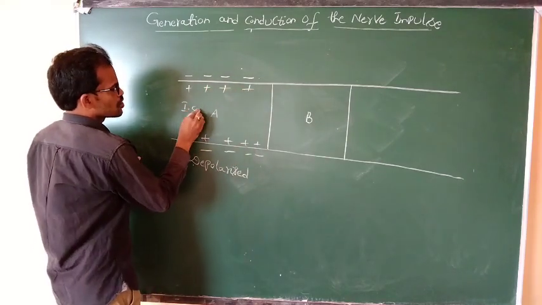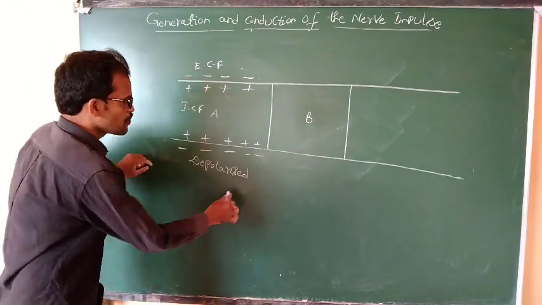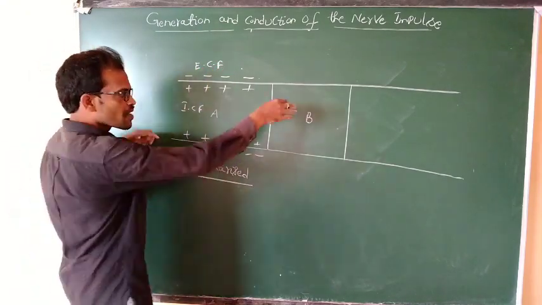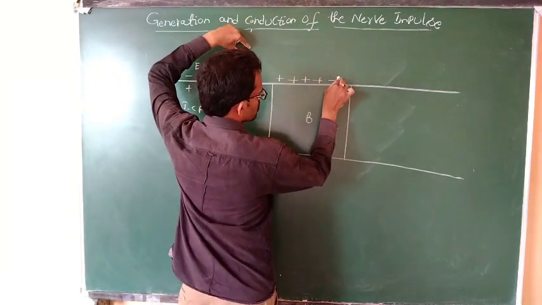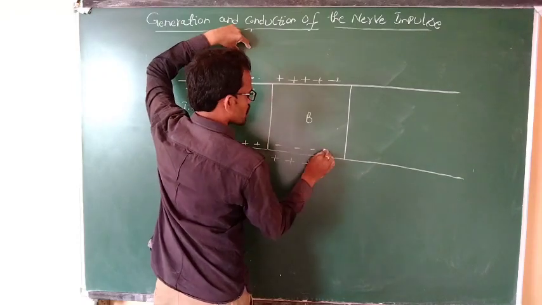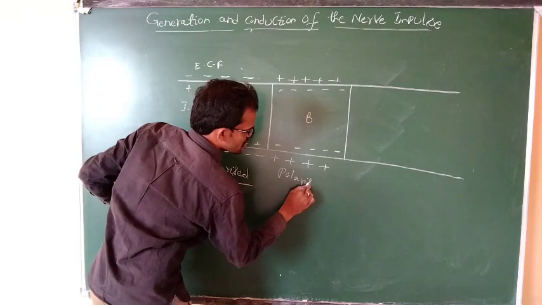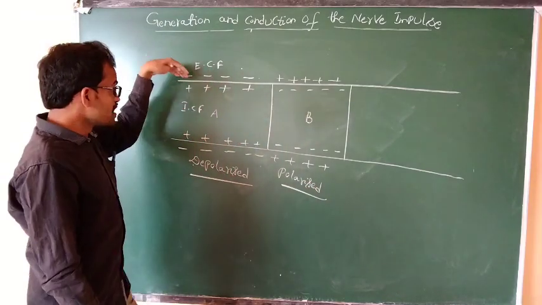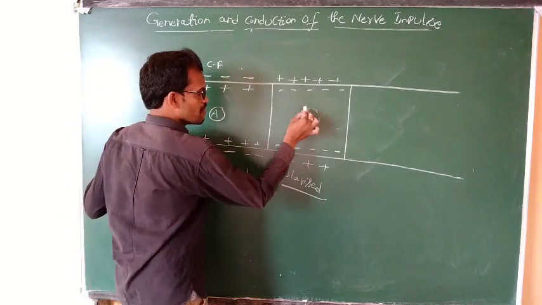Inside is the intracellular fluid; outside is the extracellular fluid. In one state it is depolarized. See here, outside is positive, positive, positive, and inside is negative, negative, negative. That means it is the polarized condition, and this one is the depolarized condition. This is A, and this is B.